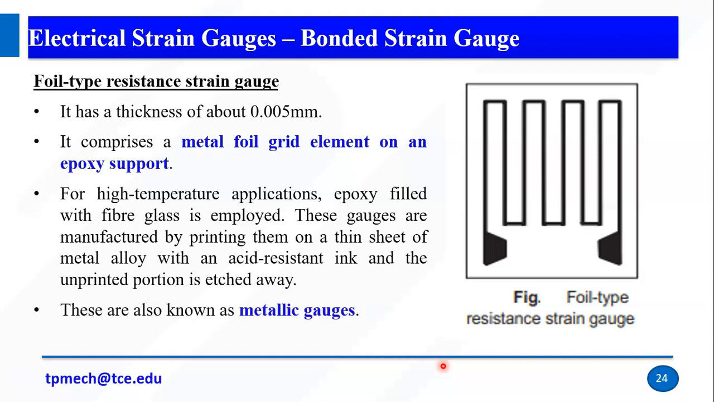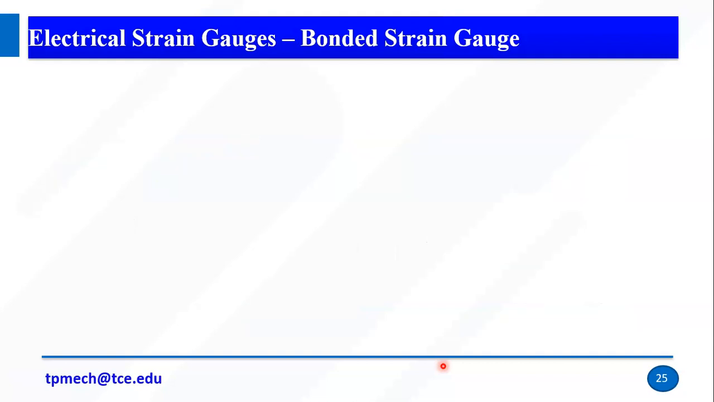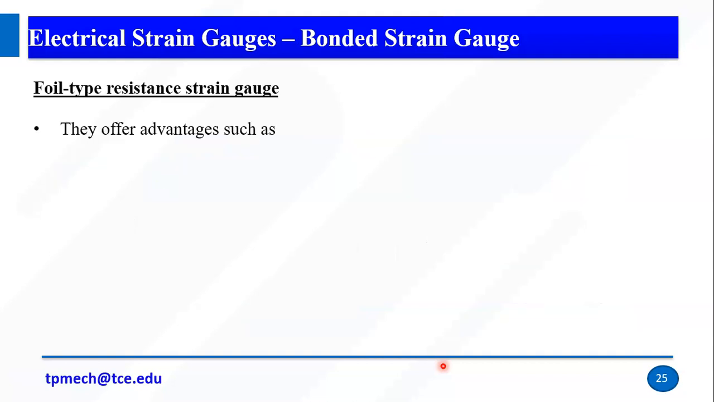This is also called a metallic gauge because the foils are made of metal parts. So we can say these gauges are the metallic gauges. Okay, the next type is semiconductor type. Right, the foil type again has some advantages.